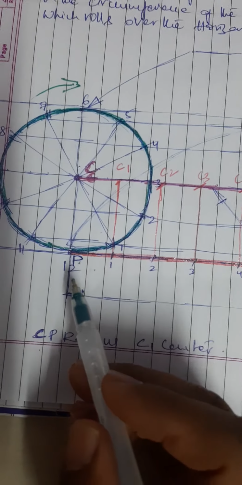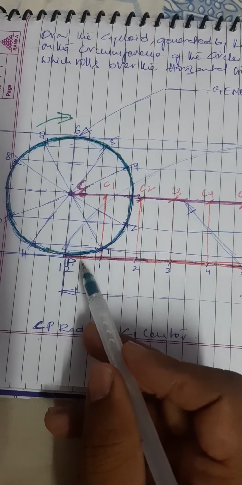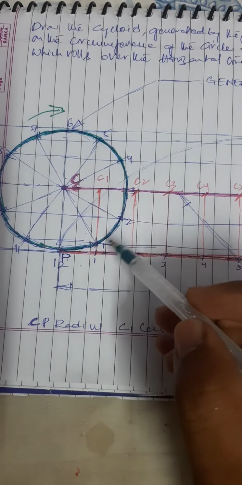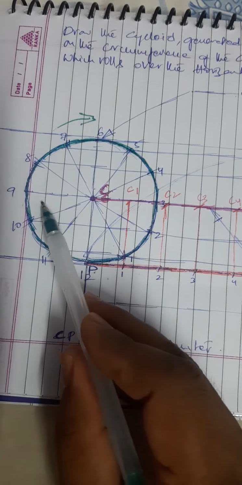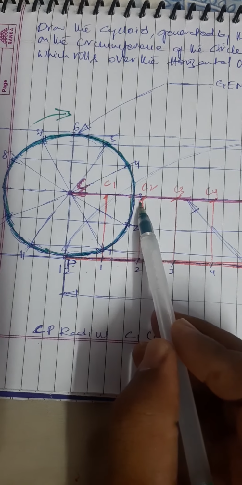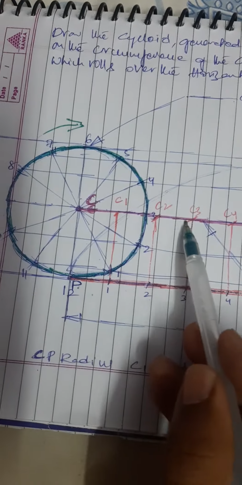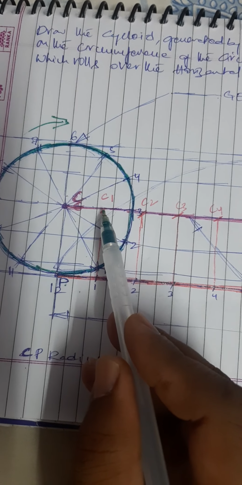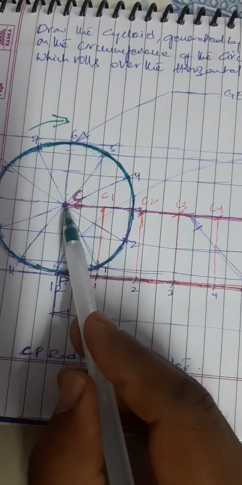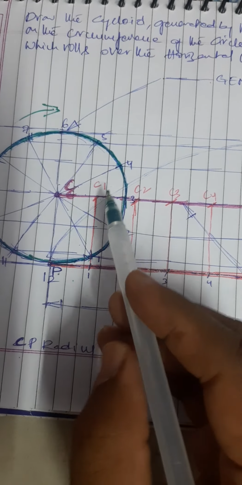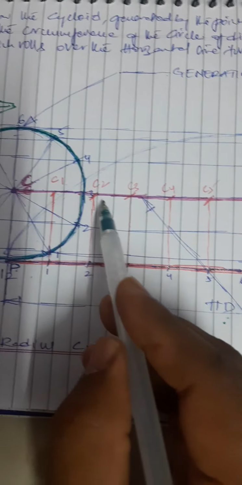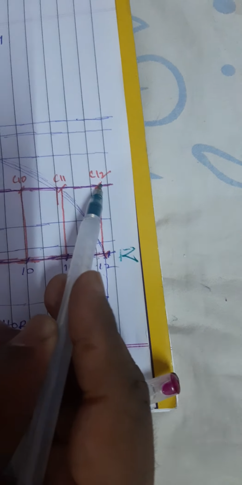Now after this you need to divide PR into 12 equal parts by the inclined line method. Next you need to draw vertical lines from those divisions onto the line 9, 3. When you draw the vertical lines from the divisions on PR onto the 9, 3 line, we are going to get the center points. As we named the center of the circle C, here we are going to get the first center point as C1, C2, and so on up to C12.